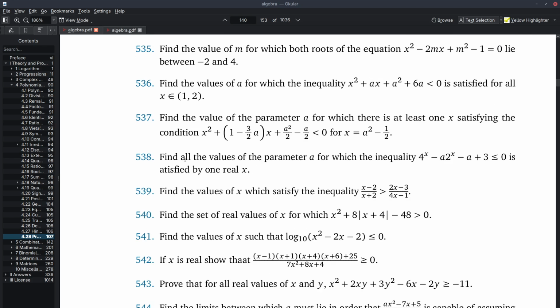Question 538 says: find all values of the parameter a for which the inequality 4 to the power x minus a into 2 to the power x minus a plus 3 less than or equal to 0 is satisfied. There is a typing mistake again. 538. Let me note down 538.